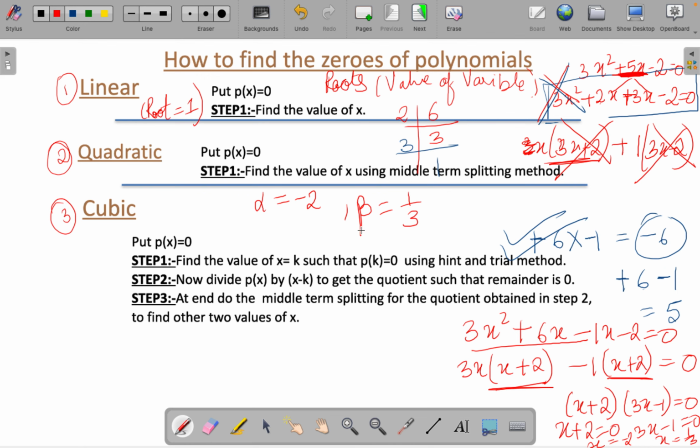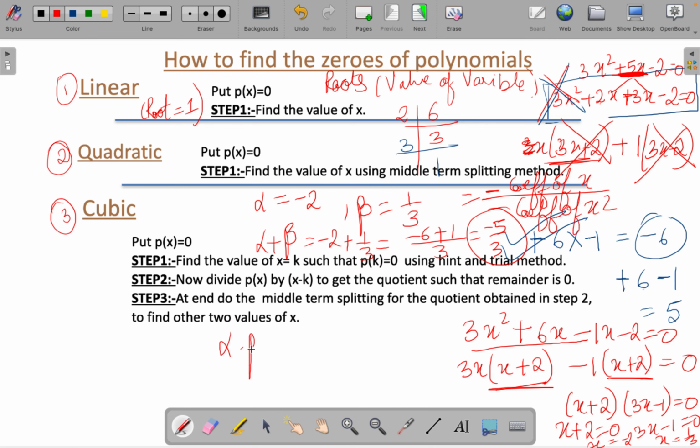Now let's check the relationship. Let's find out the sum of roots. So minus 2 plus 1 by 3. LCM लेते हैं 3. So 3 2s are 6 plus 1. So this is minus 5 by 3. So minus 5 by 3, if I want to compare, can I say it is minus coefficient of x upon coefficient of x square, children?